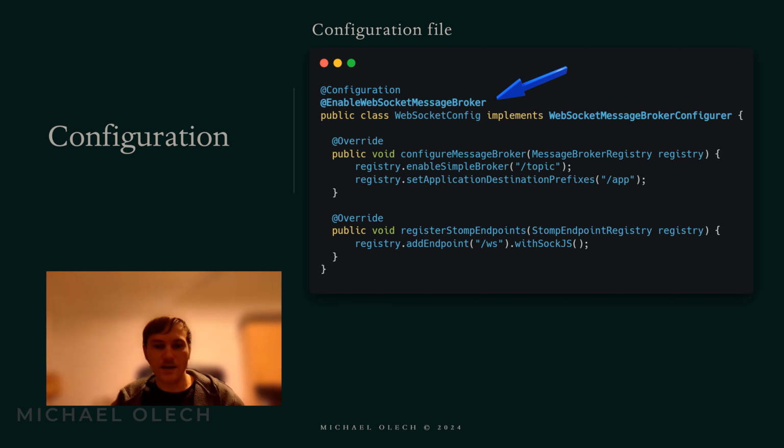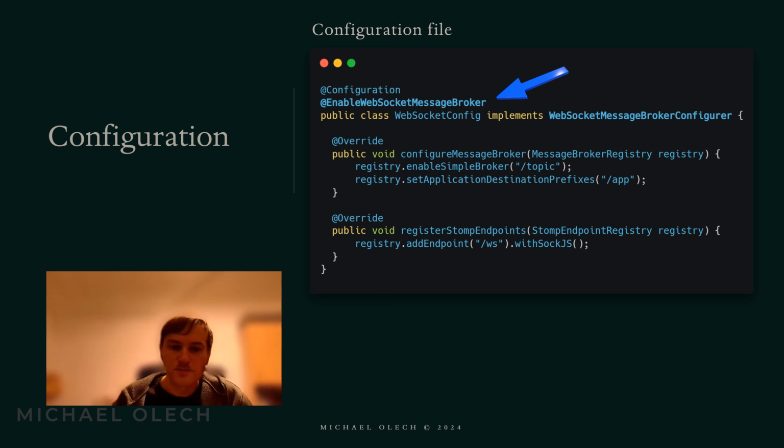Create a new bean with the @Configuration annotation. The @Configuration annotation in Spring is used to indicate that the class declares one or more @Bean methods and might be processed by the Spring container to generate bean definitions and service requests at runtime.